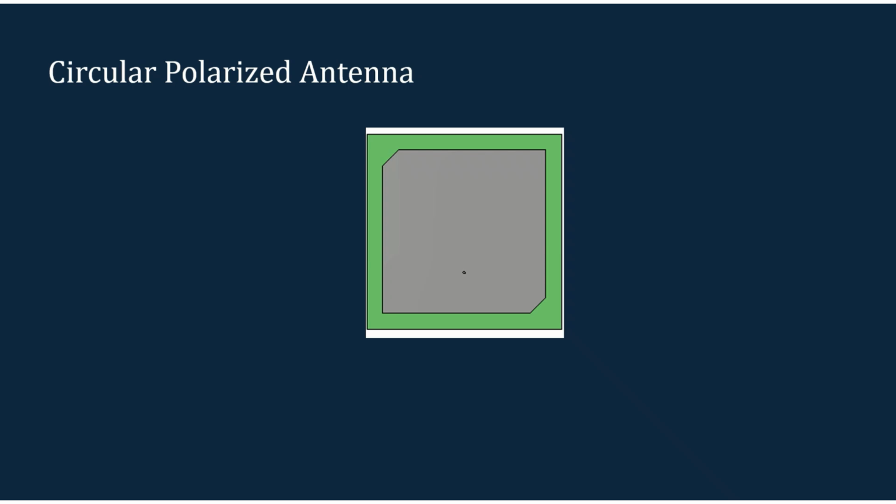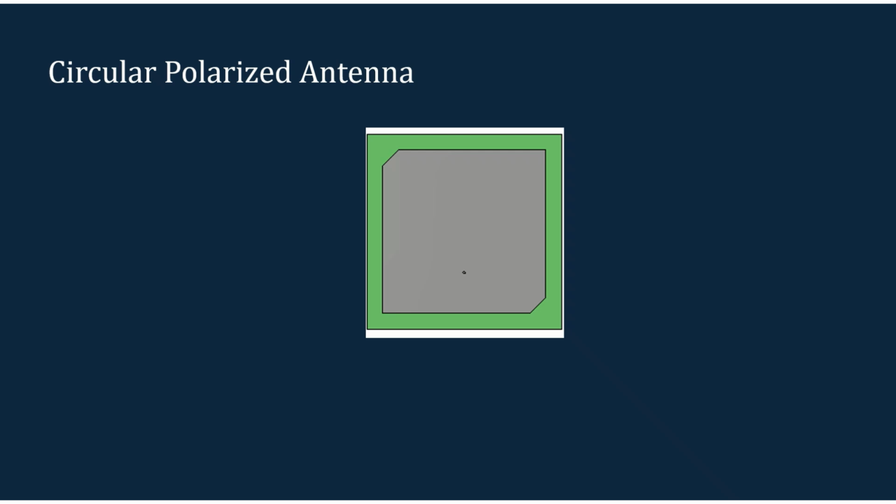Circularly polarized antennas are very important for satellite communications, because in satellite communication we know that the wave has to propagate through the atmosphere, and the atmosphere will cause Faraday rotation. Circularly polarized waves are very resistant to Faraday rotation, and that's why these antennas are widely used for GPS and GNSS applications.